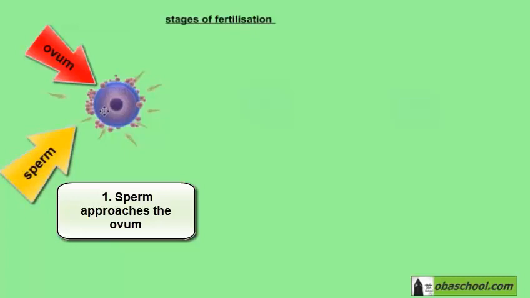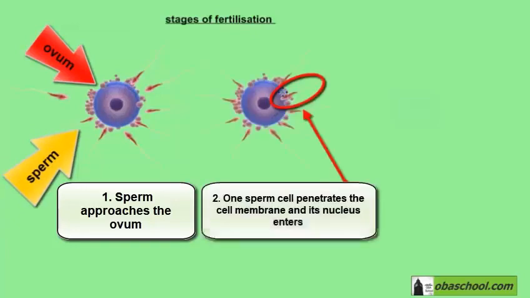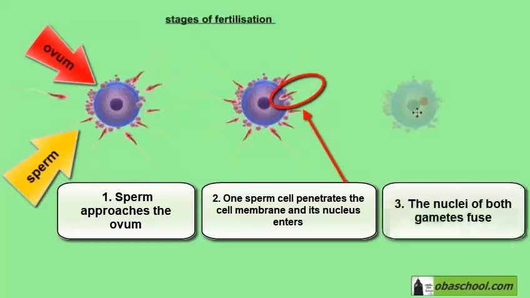So these sperm cells will swim towards the ovum. They will approach the ovum. They swim using their flagella. And once they approach the ovum, only one sperm cell can penetrate the cell membrane of the ovum. The other sperm cells will not be able to do so. So only this one sperm cell that succeeds enters through its nucleus to the ovum.